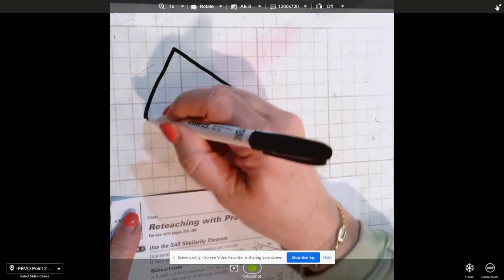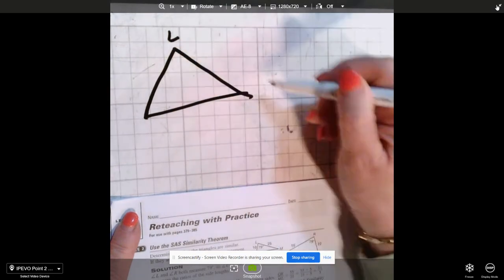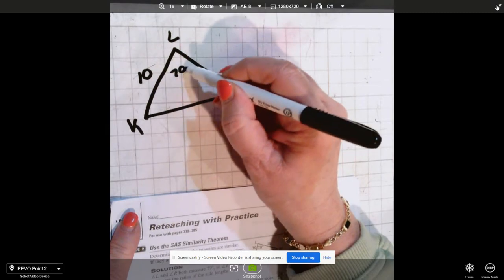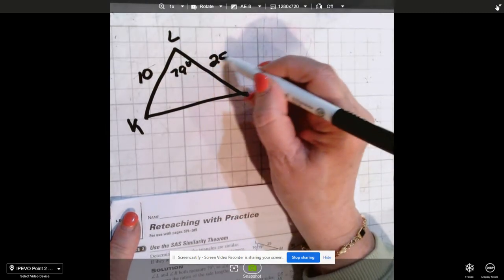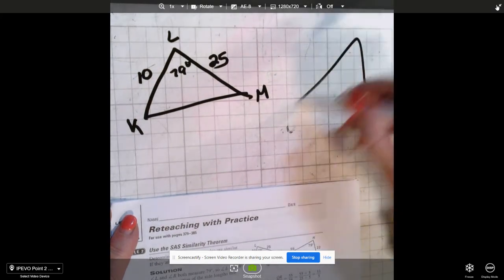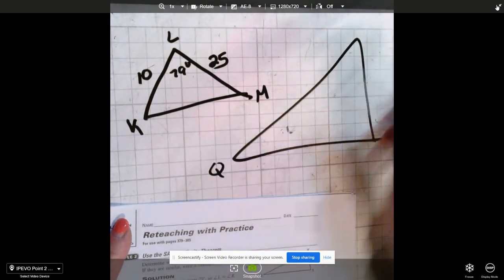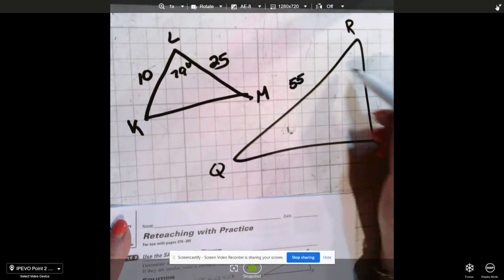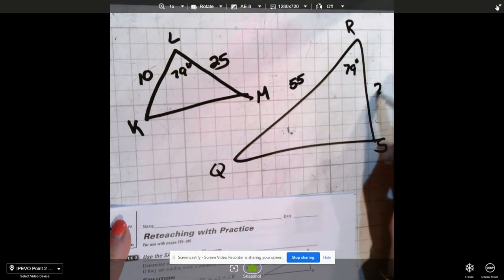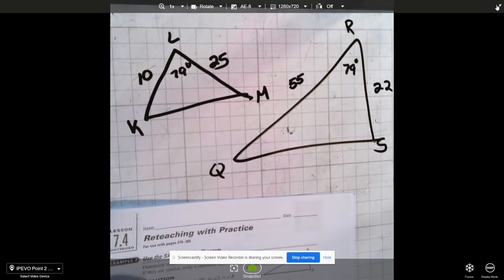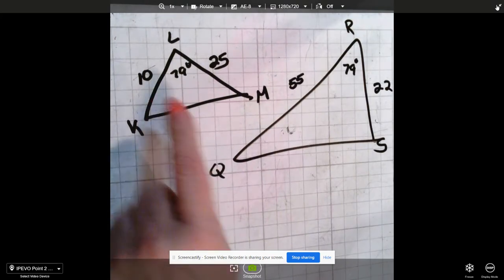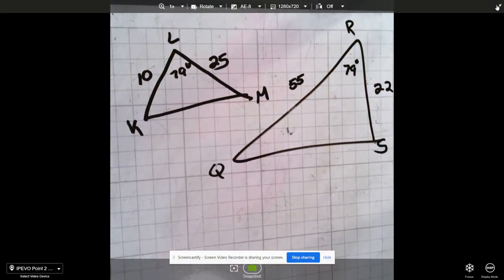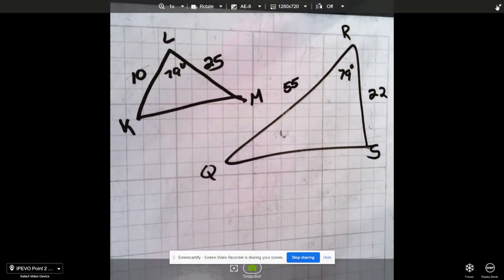So we have one triangle here, which is KLM, and we know this side is 10, this angle is 79 degrees, and this side is 25. And they have another triangle, which is QRS, and this side is 55, this angle is 79, and this side is 22. And they're asking, are they similar? So again, I have a side, an angle, and a side. So it potentially could be similar using side, angle, side.